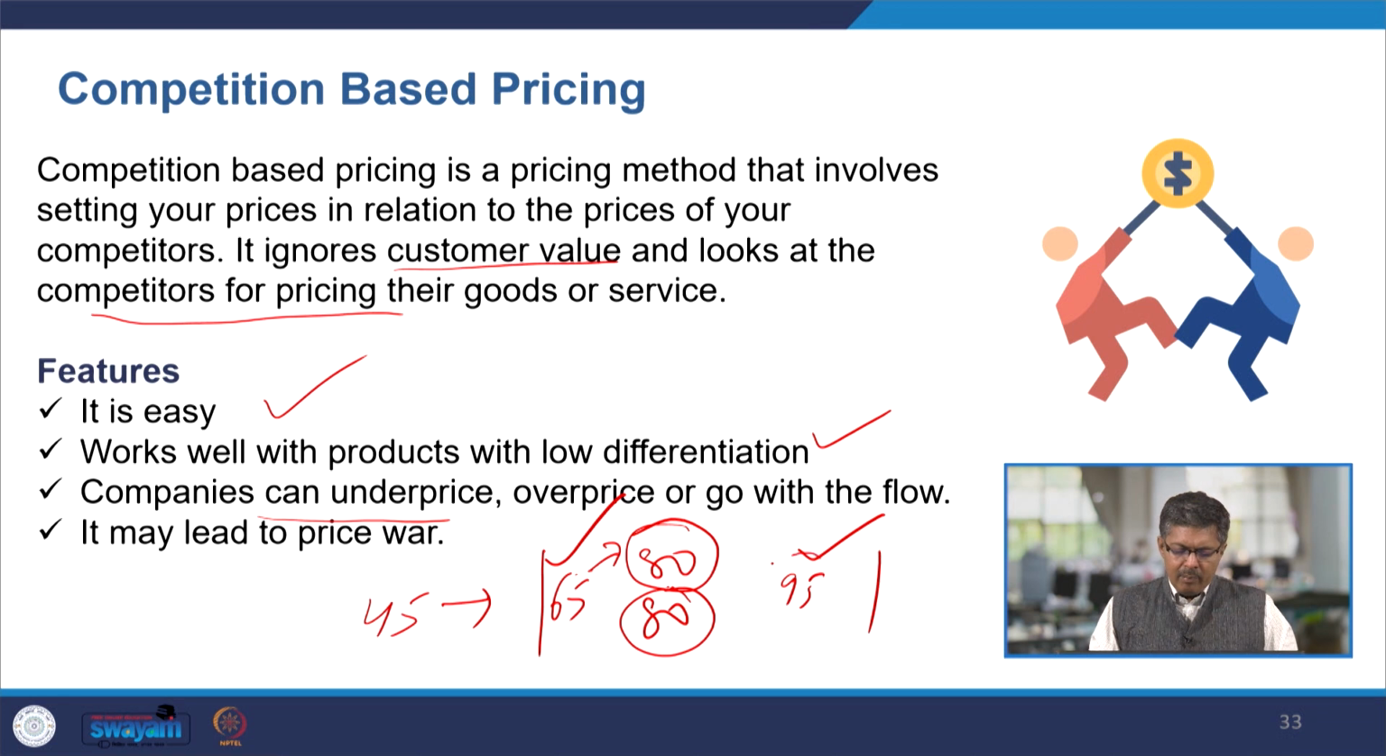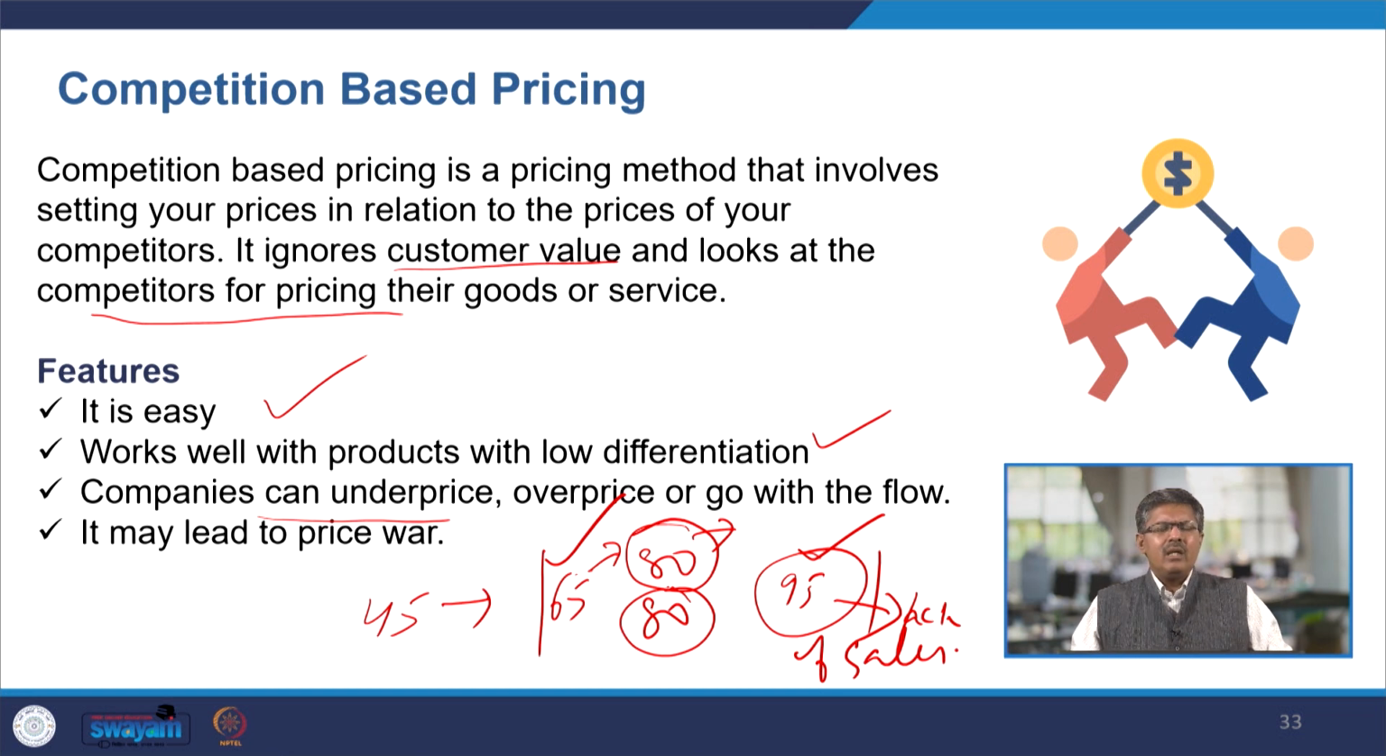Okay. But what if you have put it at 95? People do not see any differentiation in the product. So, why not take this product at 80 rupees? Why buy this product at 95 rupees when it is providing the same value? So, this may result in lack of sales, okay. So, basically competition based pricing is good because it is easy to do, but otherwise there is not much benefit because companies cannot take advantage of the value that is embedded in the product.